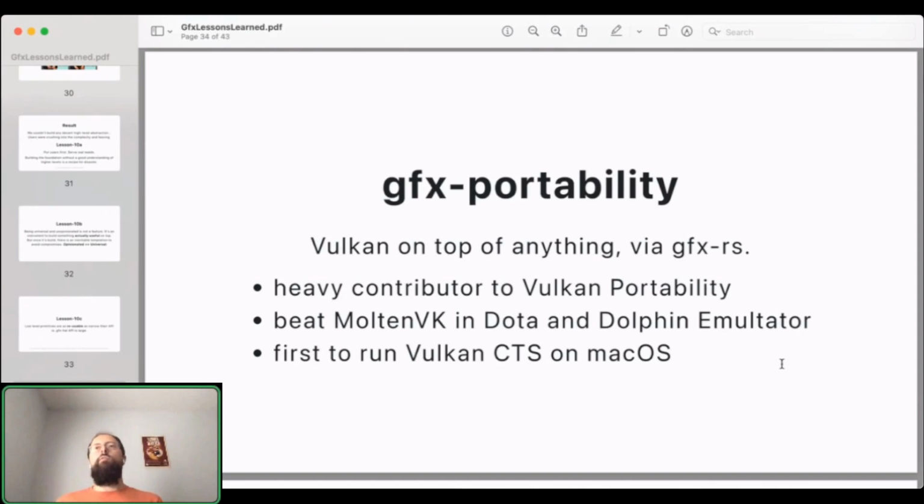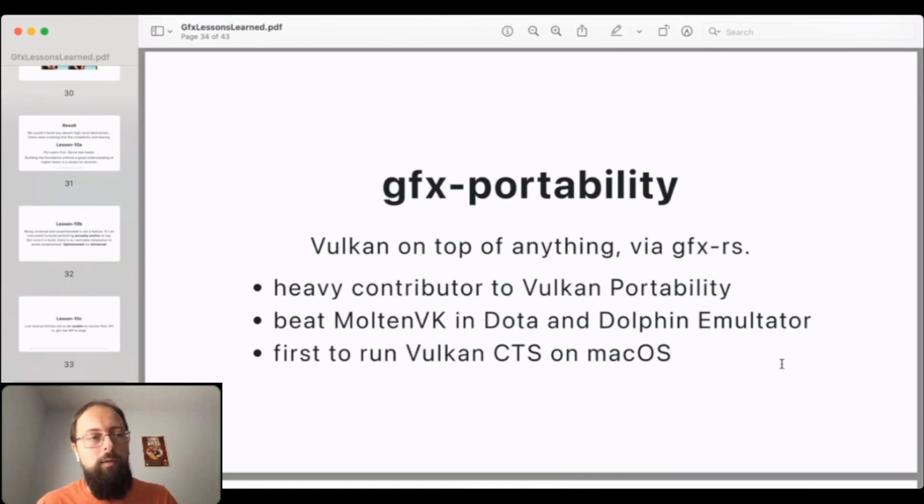All right, so was it all bad and we didn't have anything running? No, we did have some stuff running. In particular, we had gfx-portability. That's the project of wrapping gfx-rs into a C API that implements Vulkan.